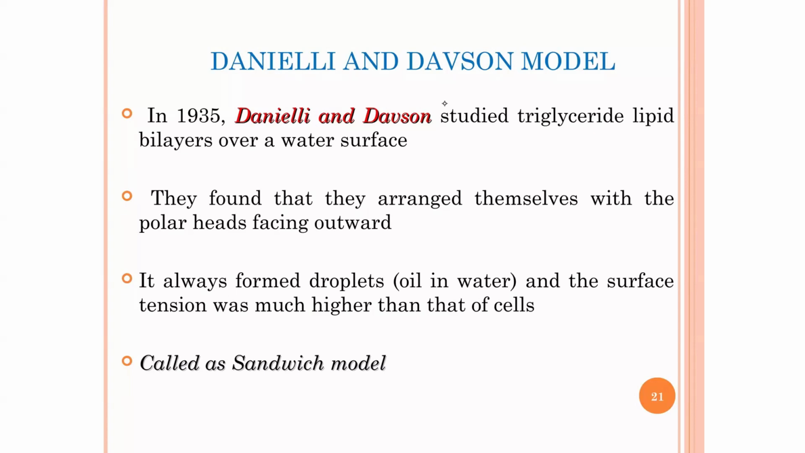these scientists, Daniel E. and Dobson, made significant findings in the concept of cellular biology, because they were the first scientists able to demonstrate that the lipid is made up of bilayers, and that the arrangement is such that the polar head is facing outward, while the non-polar tail is facing inward. So it always forms a droplet that is oil in water, and the surface tension was much higher than that of the cell. So this theory proposed by Daniel E.